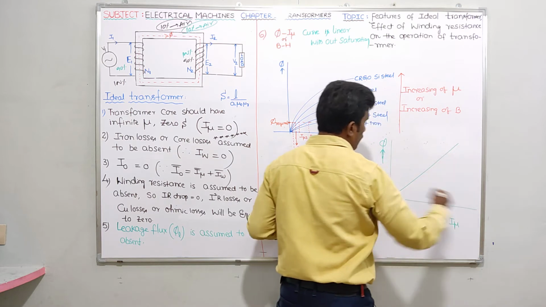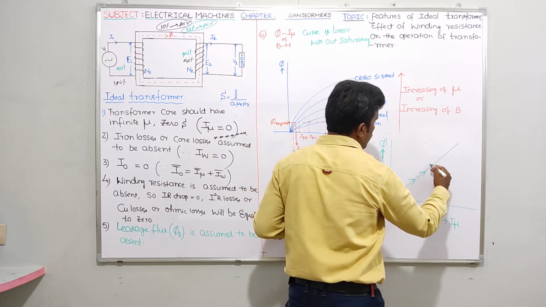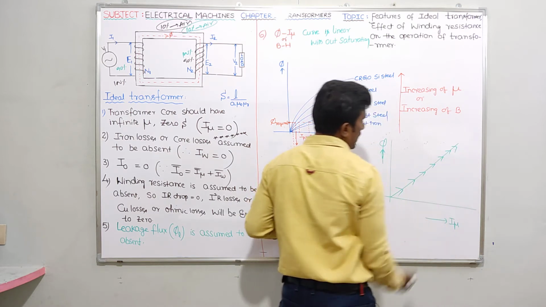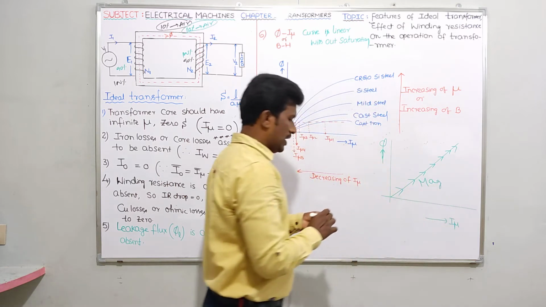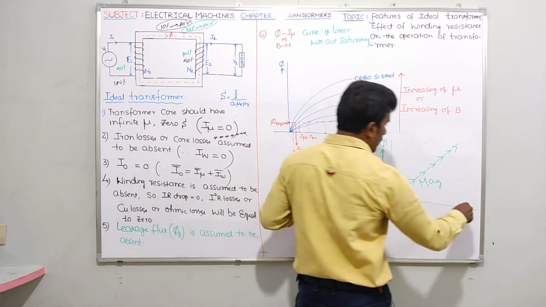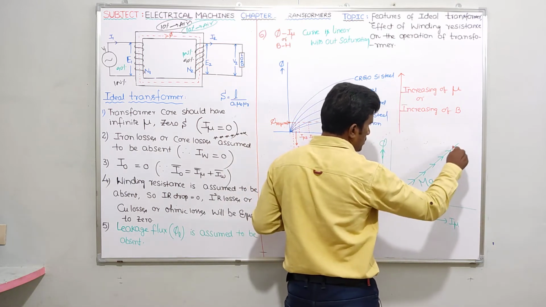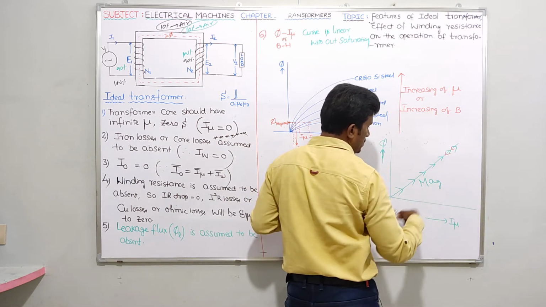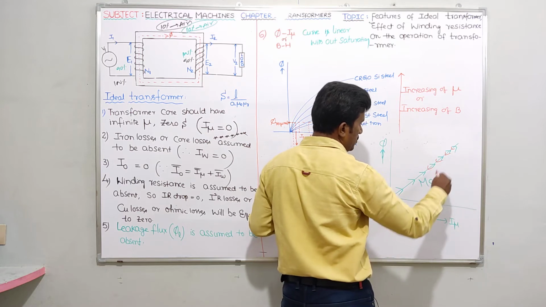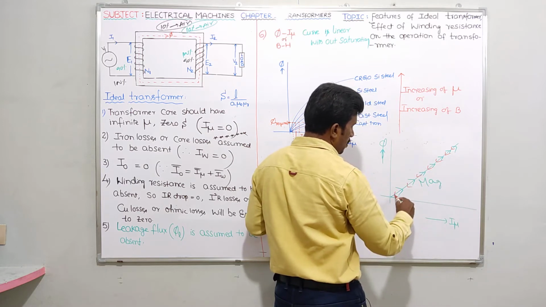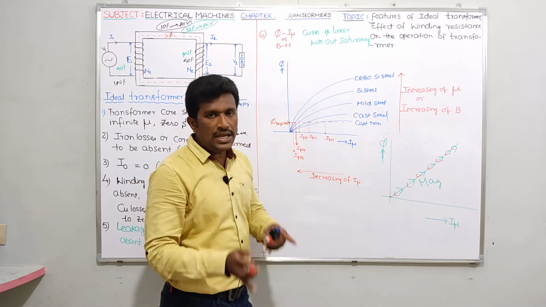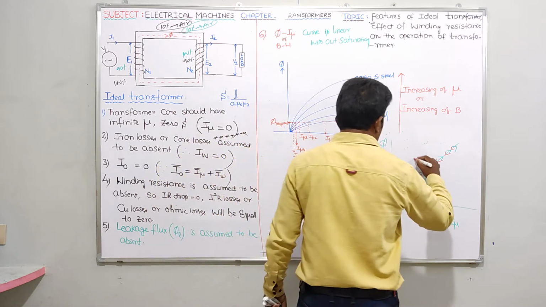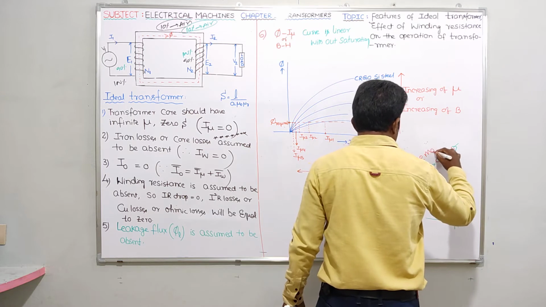Suppose if you increase I mu value, flux will increase in this manner. This is the direction of magnetization. Suppose if you reduce current, flux will reduce. If you make current 0, flux also will come to 0. Is it clear? That means ideally, magnetization and demagnetization are coinciding.